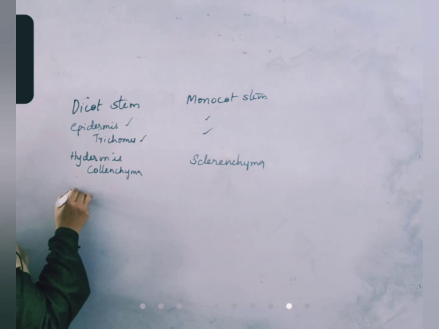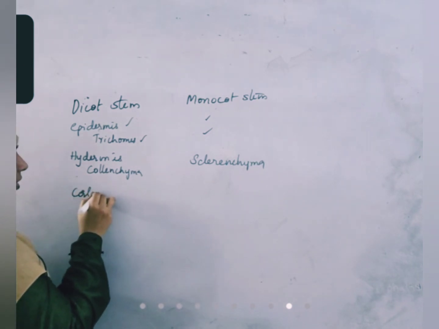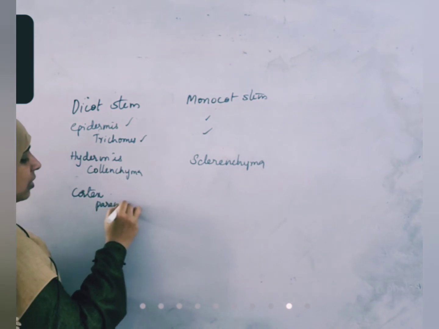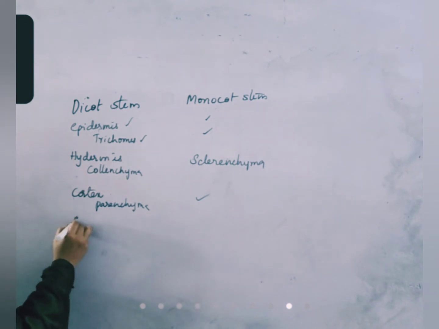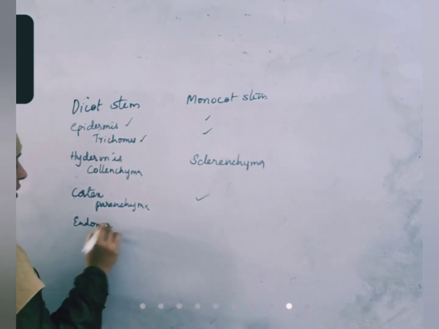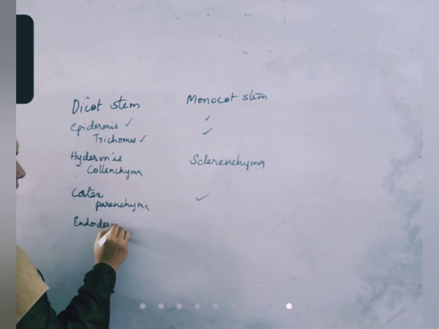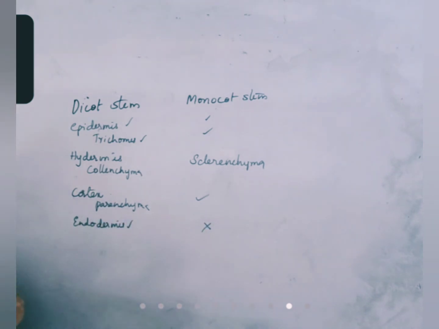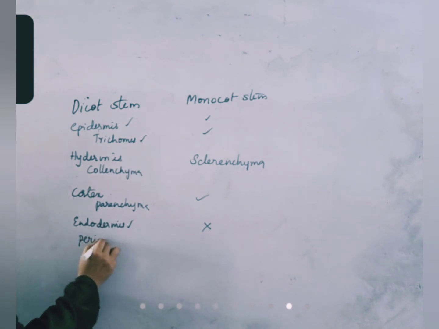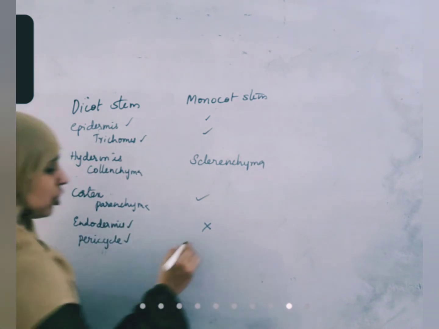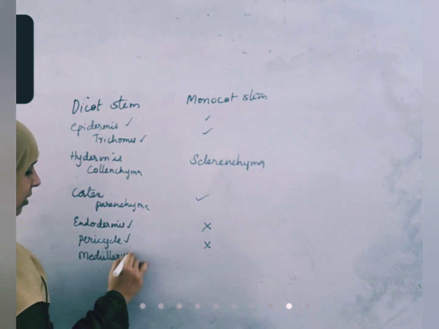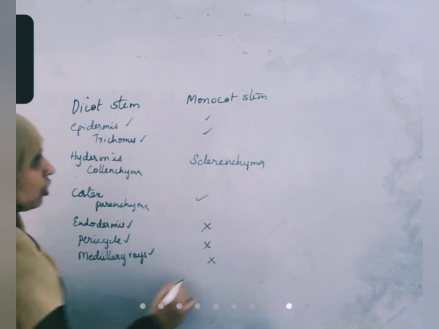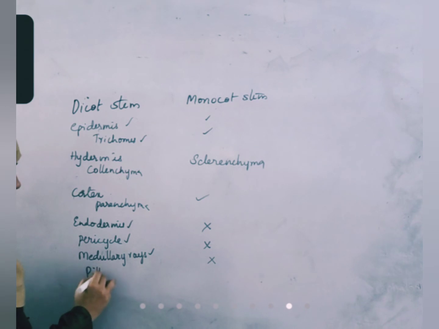After that, cortex is made up of parenchyma. Here also same. Next, endodermis. Here it is present. Here it is absent. Pericycle. In dicot stem it is present. Monocot stem it is absent. Medullary rays. In dicot stem present. Monocot stem absent. Pith. Dicot stem present. Monocot stem absent.